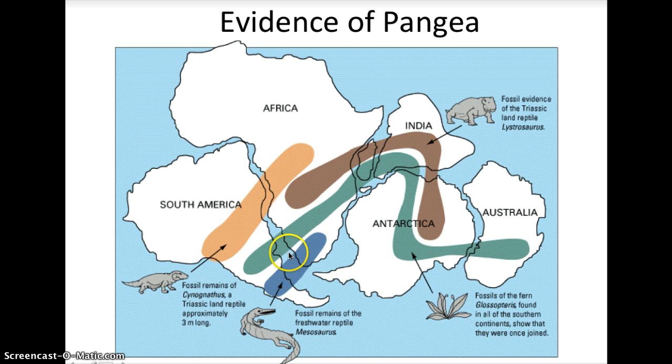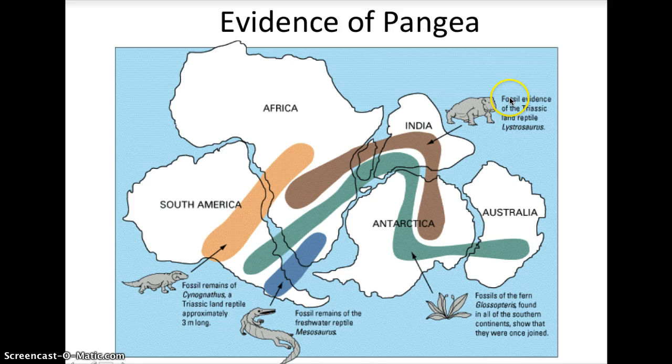In any case, what this slide really shows, though, is how there's archaeological evidence showing that animals lived on different continents. So this guy here, freshwater reptile Mesosaurus, used to live in South America, but they found fossils of him in South America and Africa, but those places are so far away from each other now, which suggests that at one point they were stuck together.